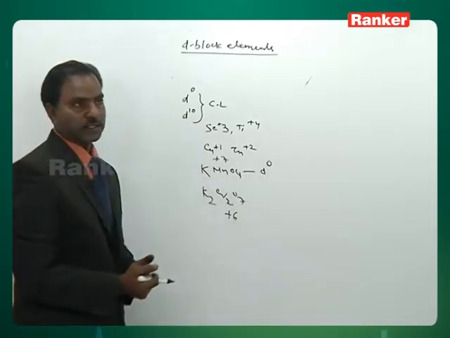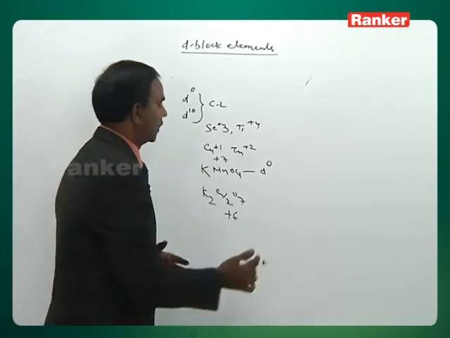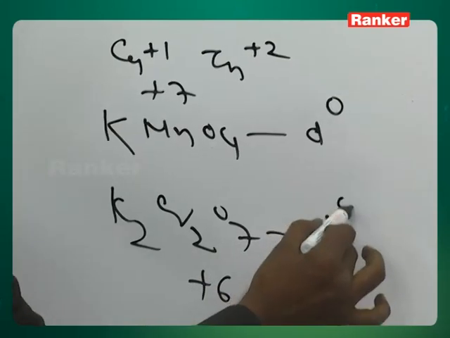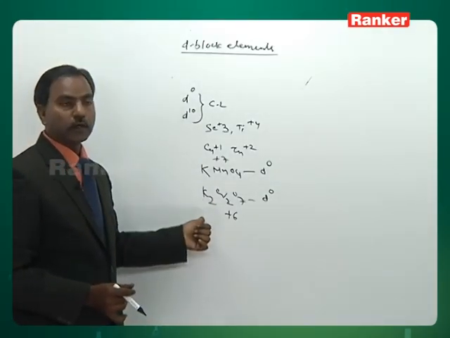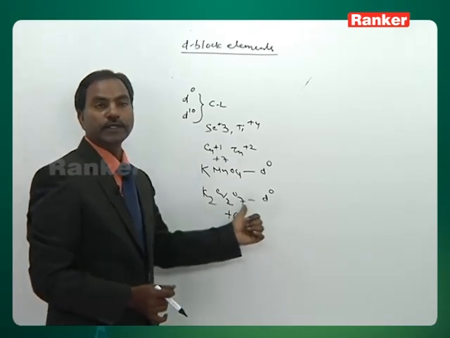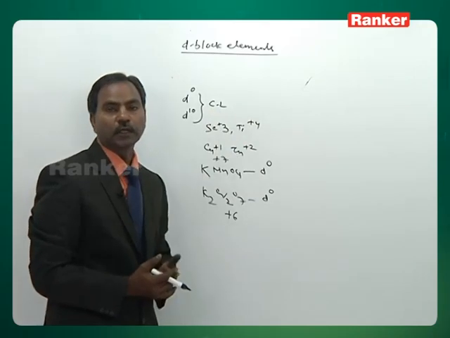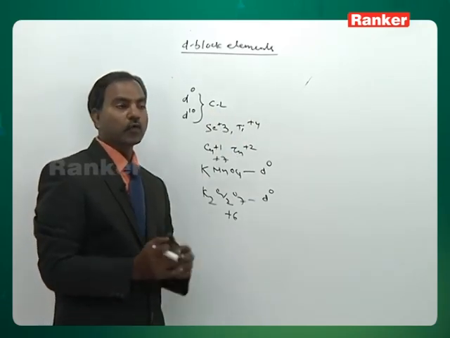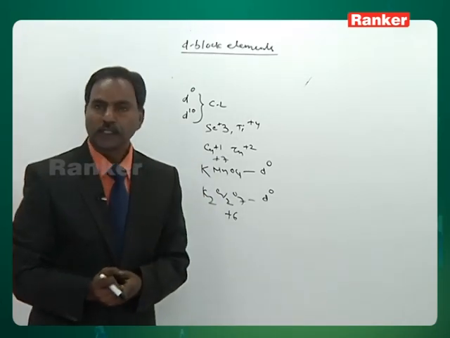Then chromium +6. What is the configuration? d5 s1. Losing all the 6 electrons, then it is again d0 configuration. See, KMnO4 and K2Cr2O7, both of these are carrying d0 configurations. What we said, if d0 configuration is there, they should not exhibit color. But I hope you know well, KMnO4 and K2Cr2O7 exhibit color.